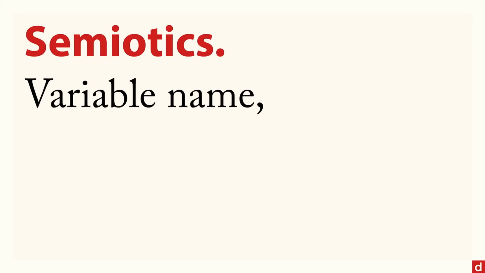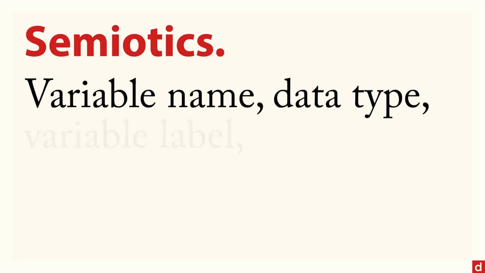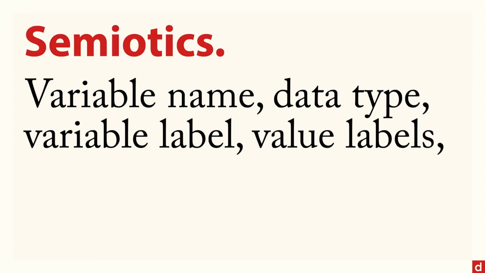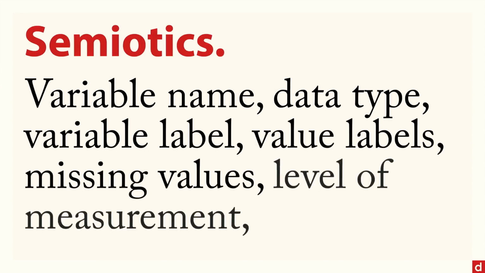Now, that is the data description, and I see two kinds of information that you tell SPSS about your data. The first one I'm going to call semiotics, which comes from the study of meaning. This is where you tell SPSS what the variable names are, the data types, the variable labels, the value labels, the missing values, the level of measurement, and the role that each variable plays.